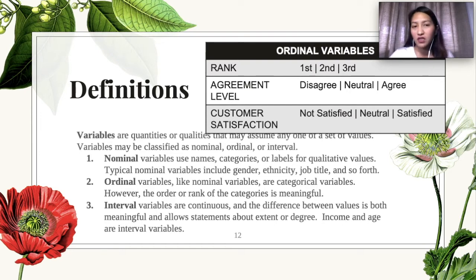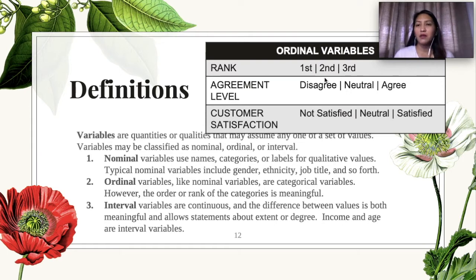How satisfied are you sa product ng isang company or isang institution? Pwede mo sabihin doon na not satisfied, neutral, or satisfied. So, kadalasan, ang ginagamit din dito na descriptive statistics or representation is pie chart and bar graph. Sa nominal tsaka sa ordinal para magkaroon ng meaning yung ating data or summarized data.